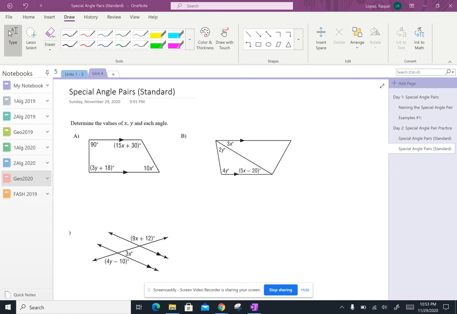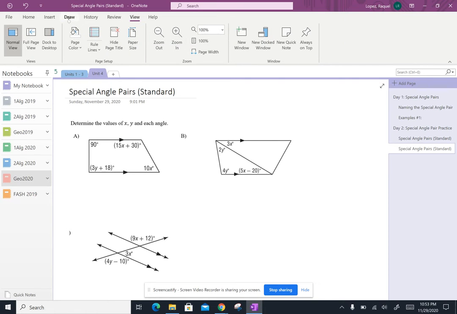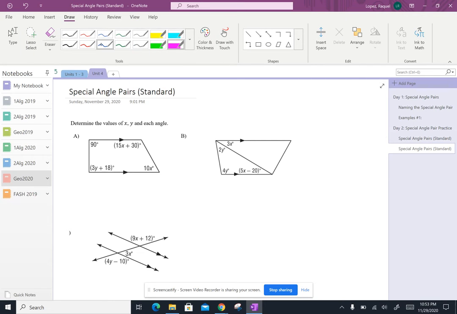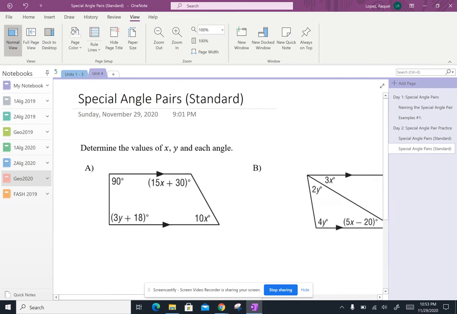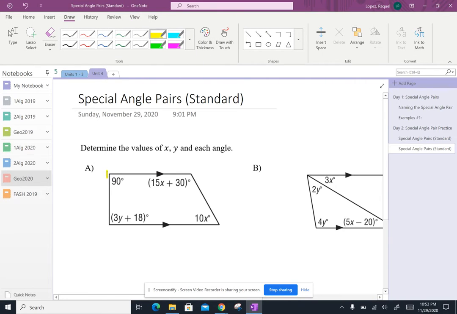Okay, so let's take a look at the instructions. They tell us to determine the values of x, y, and each angle in the diagram shown. So let's go ahead and start tackling diagram A. When I look at this diagram, I can see that the lines that I'm highlighting in yellow are parallel, and I know that because of this arrow here.